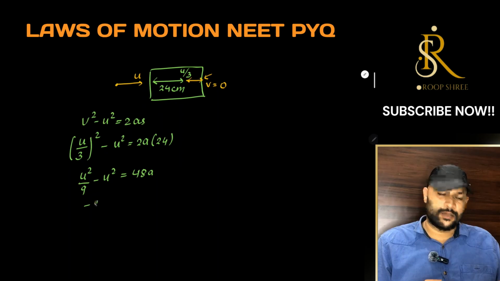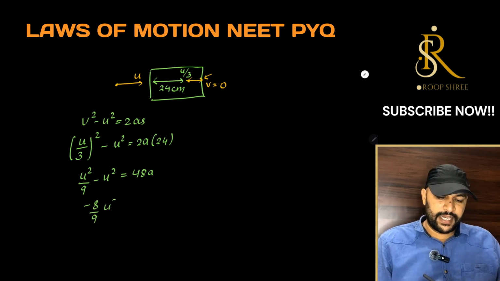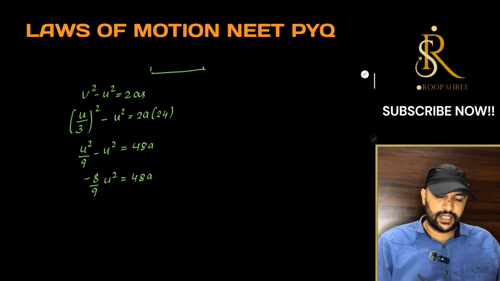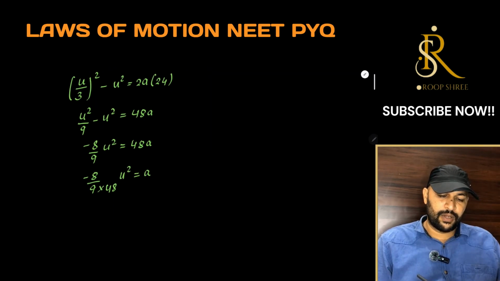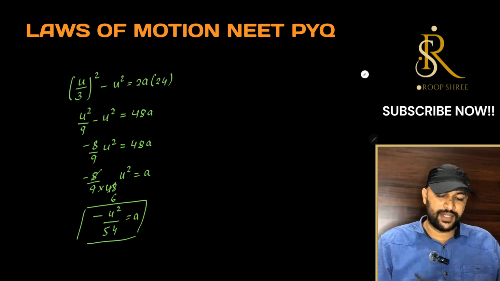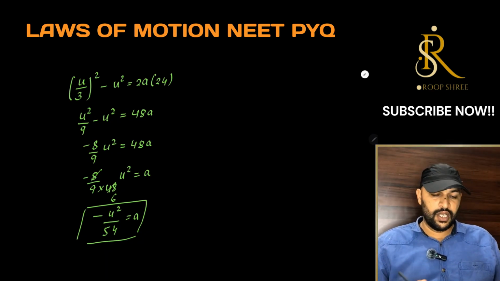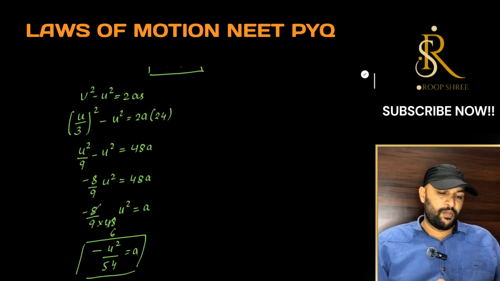Now let's simplify it. This becomes u square by 9 minus u square equals 48a. I hope this is clear. So this will give you minus 8 by 9 u square equals 48a. Let's take this 48 to the left hand side, and this will become minus 8 by 9 into 48 u square equals a. Let's cancel out this 8 with 48 and we will get 6, right? So it will be minus u square by 54. That will be our constant acceleration, or you can say retardation, because it's a negative acceleration with which the bullet is moving ahead.